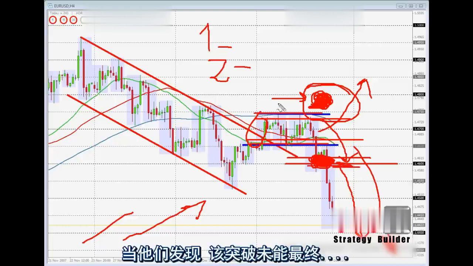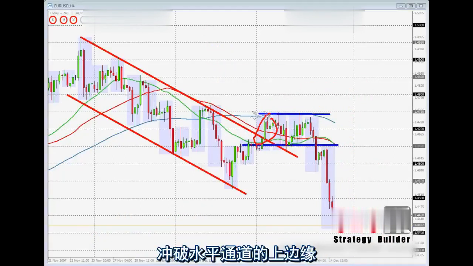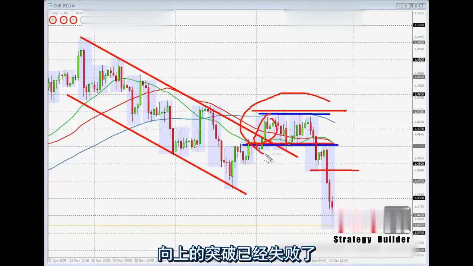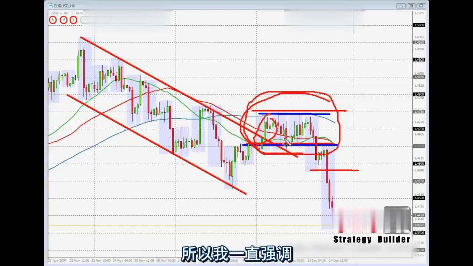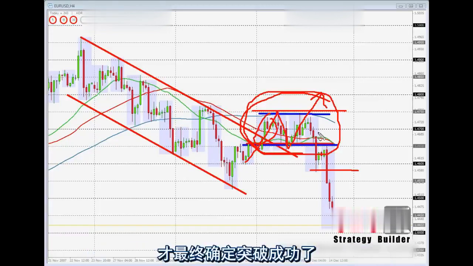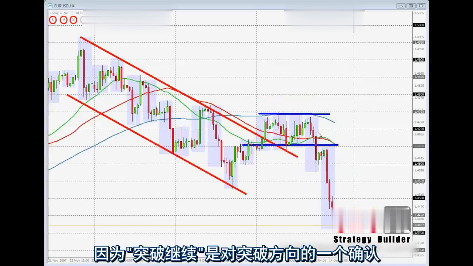Once they saw the fake breakout, well, not the fake breakout, actually the breakout did happen, but they could not go through the continuation of the actual breakout. That was their signal; they realized this breakout had fizzled away. That's why it's always so important. I always mention that it's important to wait for the breakout, pullback, and continuation aspect of the breakout, because the continuation aspect of any breakout is what actually confirms the breakout in itself.